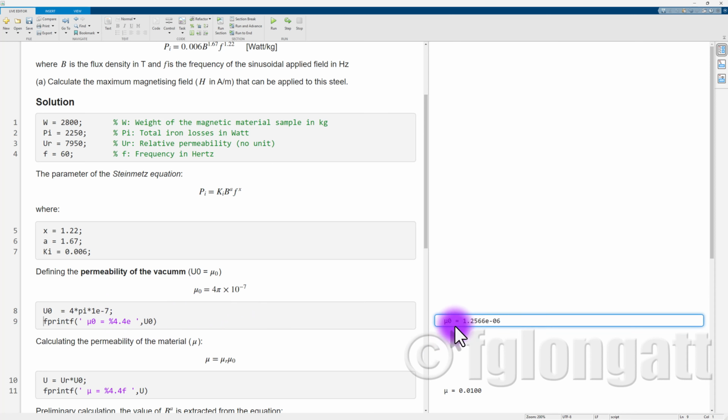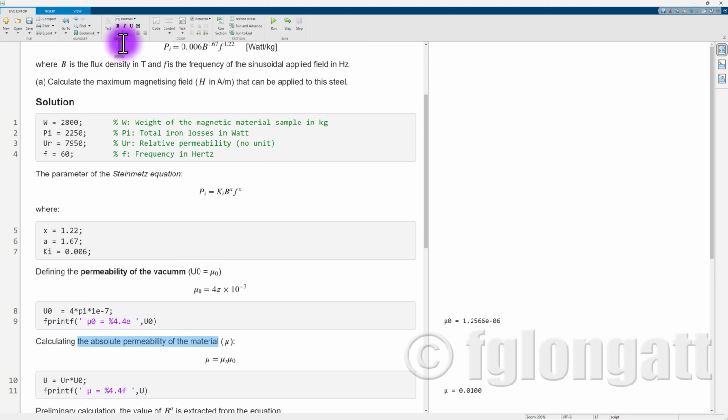So as you can see over here, I already defined inside the MATLAB live script the value of this very important constant, and that is the permeability of the vacuum. Now, what I will do is calculate the absolute permeability of the material. To calculate it, what I need to remember is to multiply the relative permeability by the permeability of the vacuum.